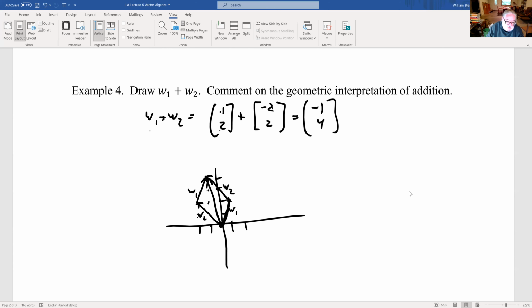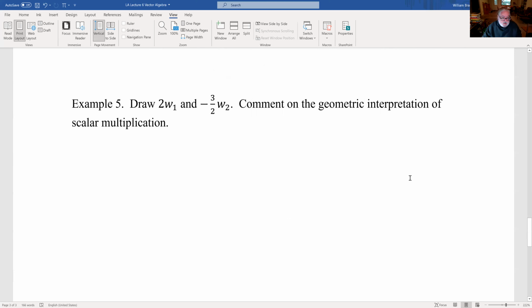So given any 2 vectors, we can draw this parallelogram whose opposite sides are the same length, W2 and W2 in parallel, W1 and W1 in parallel, and this diagonal is the sum of the 2. So 2W1 and minus 3 halves W2. Well, 2W1 is 2 times 1, 2 equals 2, 4. I always want to write them as fractions.